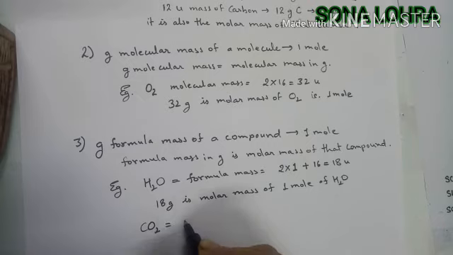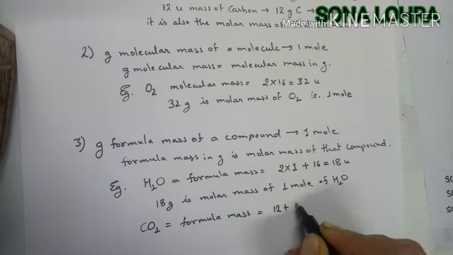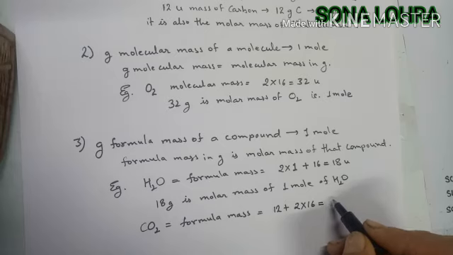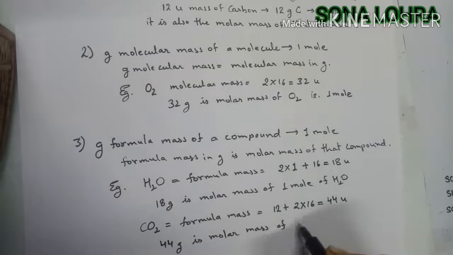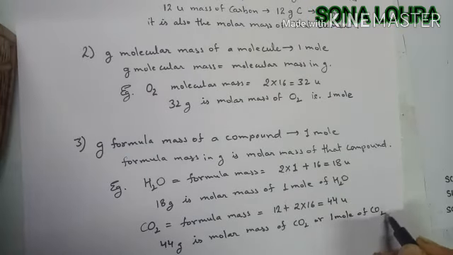Similarly, if we take an example of CO2, the formula mass for carbon dioxide molecule is mass of 1 carbon atom plus mass of 2 oxygen atoms, that is 44 unified mass. If 44 grams of CO2 is taken, it is equal to 1 mole of CO2 gas. Or we can also say that the molar mass of 1 mole of carbon dioxide gas is equal to 44 grams.